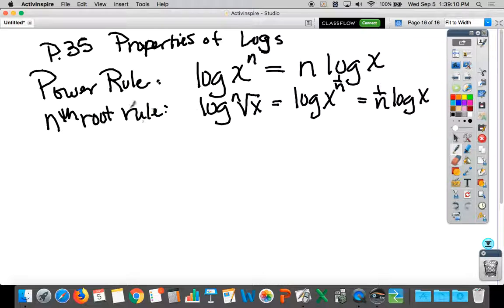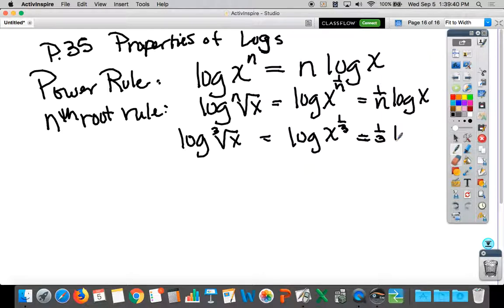So while I've never really called out the nth root rule before, if something was this, we better know by now that that is the same thing as that. A square root is a 1/2 power, a cube root is a 1/3 power, and then we would expand that by moving the power out front. So it's really no different than the power rule, it's just that it's a fractional exponent.